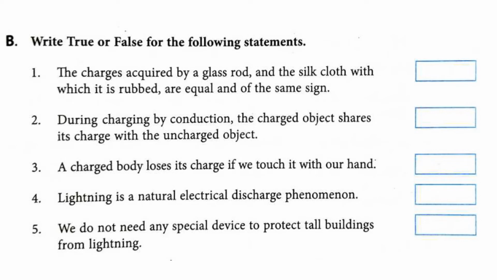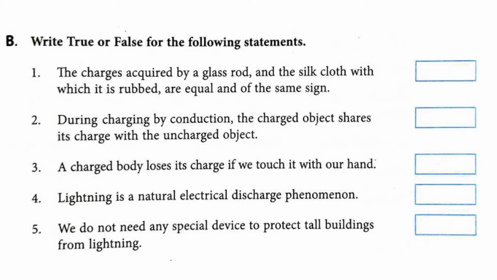Then coming to true or false questions. We have to identify the statement whether it is true or false. We write T for true and F for false. First one, the charges acquired by a glass rod and the silk cloth with which it is rubbed are equal and of the same sign.